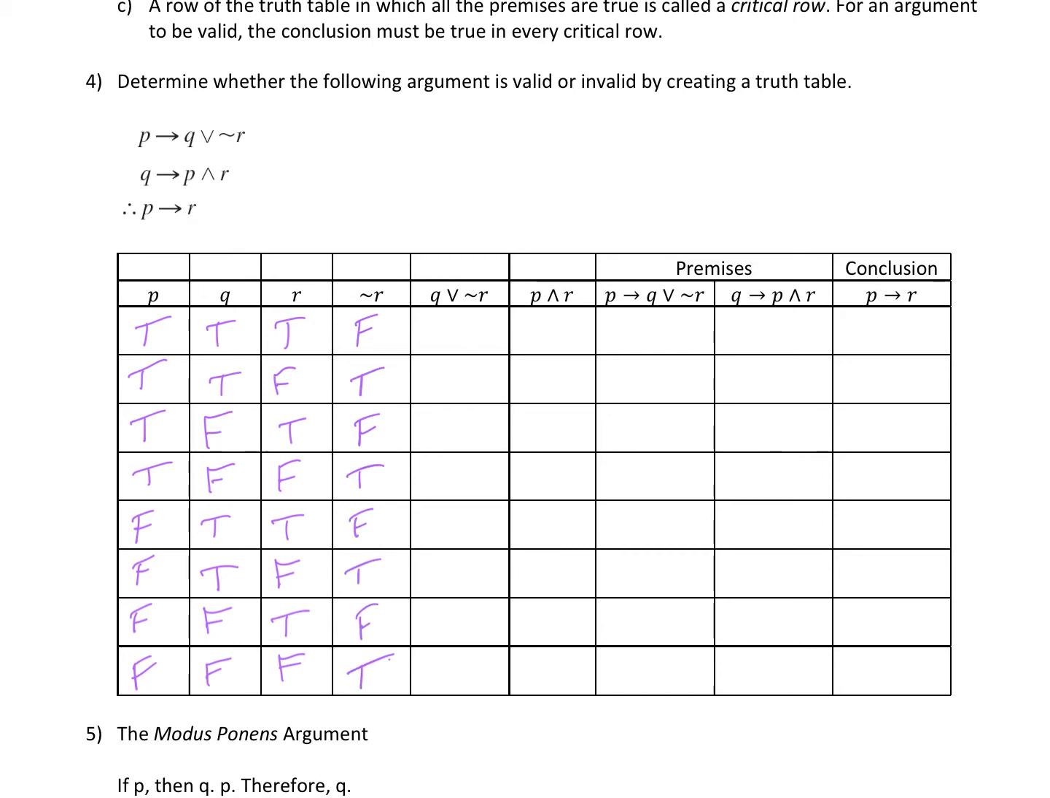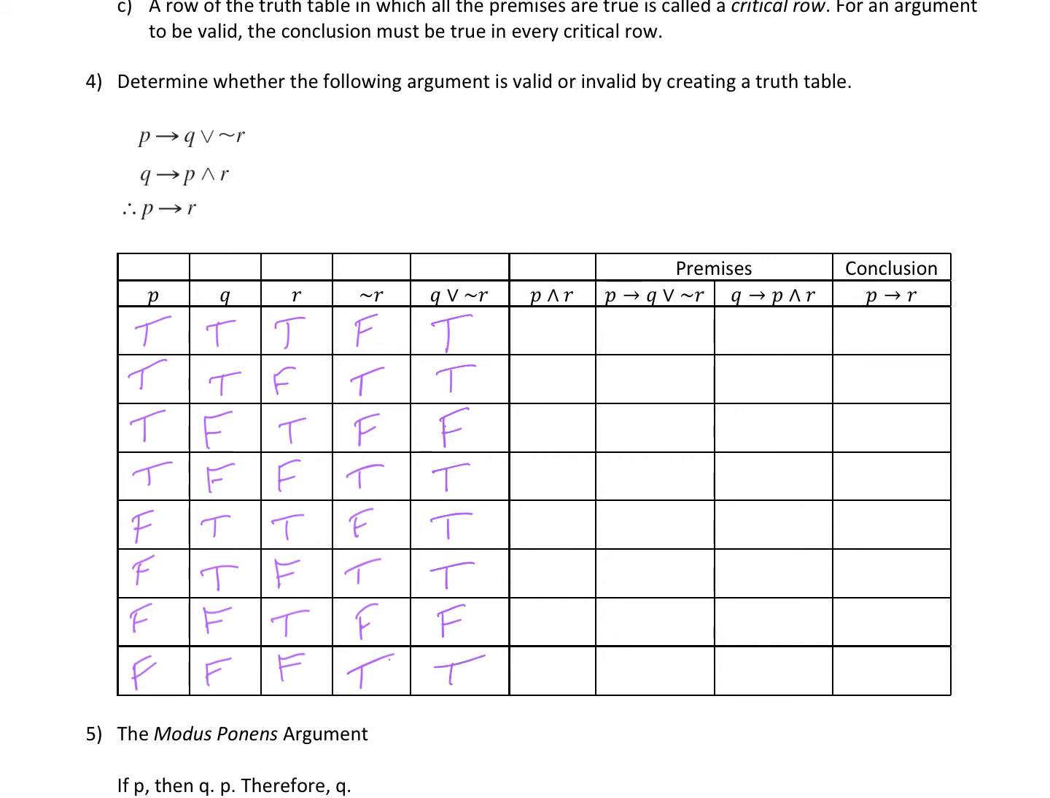Q or not R. So I'm looking at this column, Q, and this column, not R. It's an or statement, so I need at least one true to get true. So true, false gives me true. Then true, true, true. False, false, that's false. Then true, true, true, false, true.